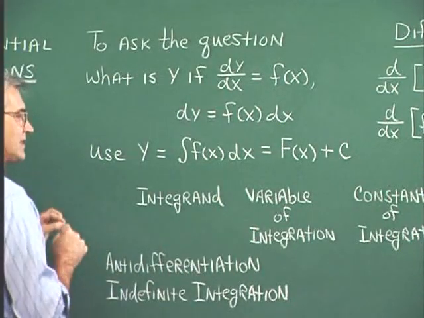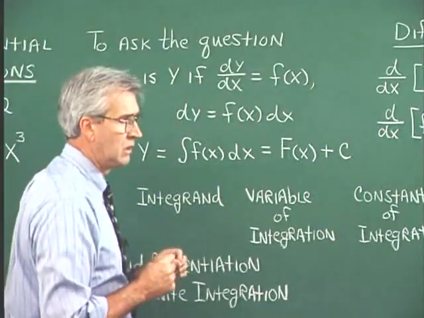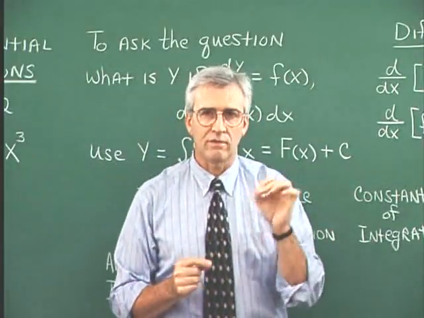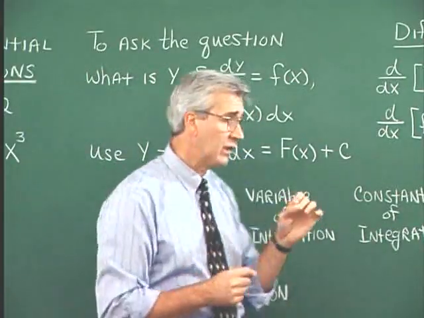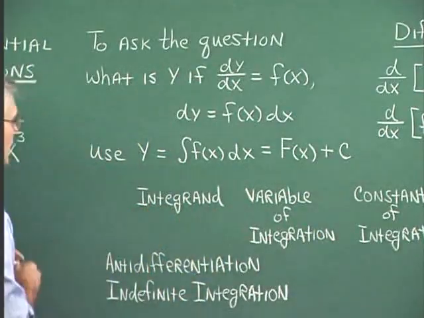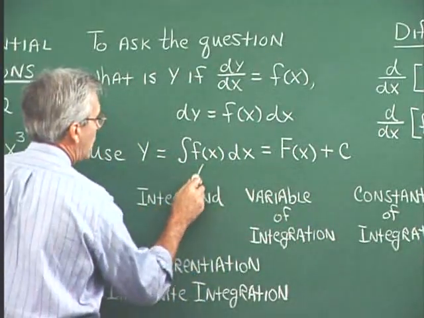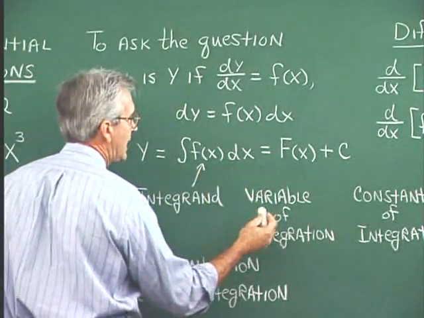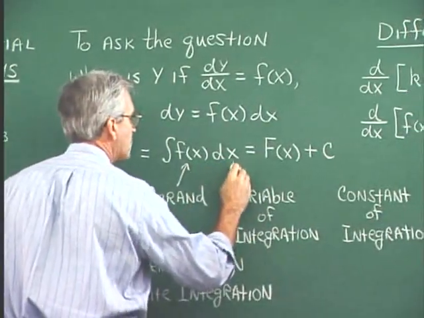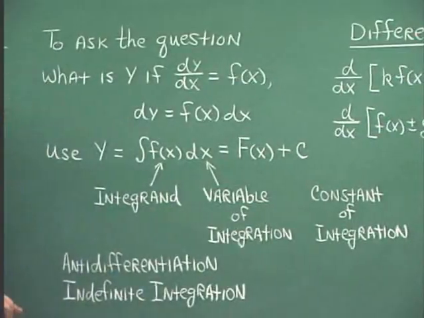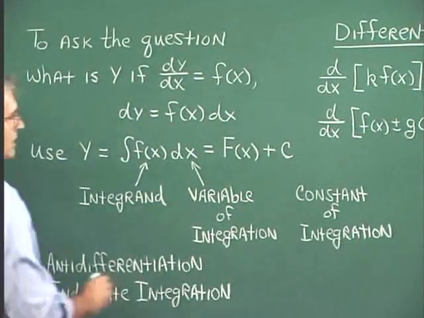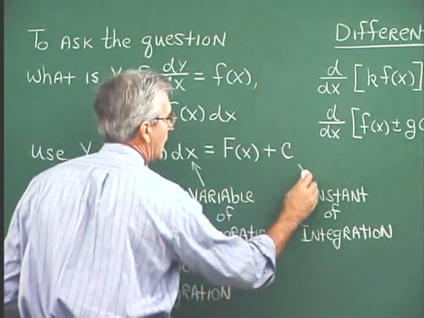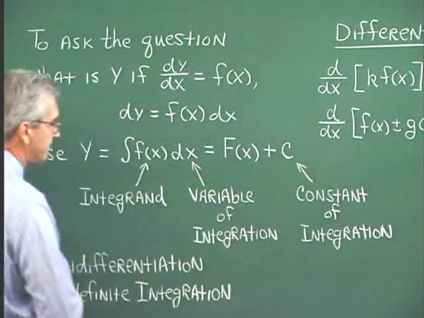Now, the process is called integration. The function is an integral function, so we're going to use that kind of terminology here. This function is called the integrand, and the dx is designating the variable of integration. We are integrating with respect to x here. And this c is called the constant of integration.